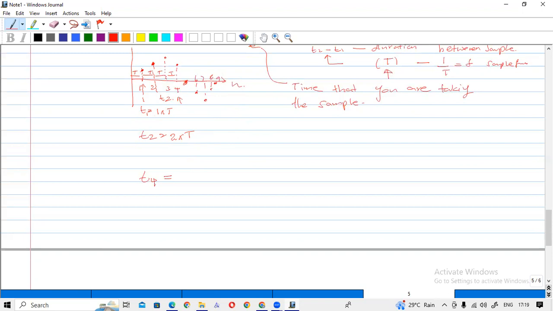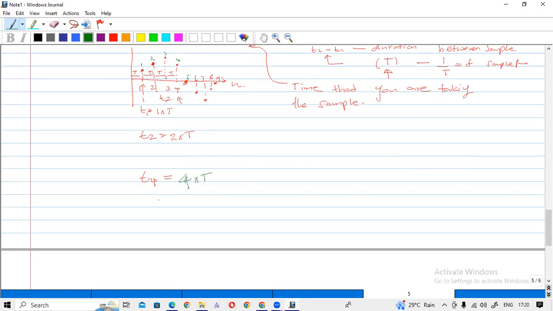So this is the first sample. And this is the second sample. This is the third sample. This is the fourth sample. This is the fifth sample, and so on. So actually it is 4 by T.